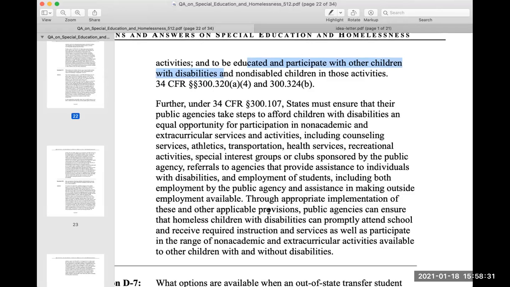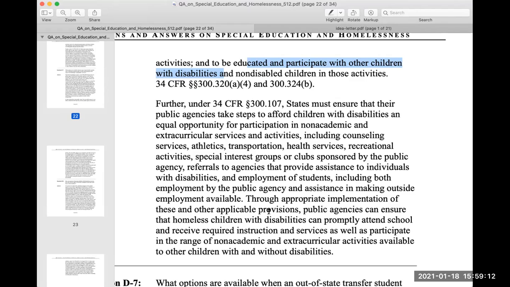Further, under 34 CFR paragraph 300.107, states must ensure that their public agencies take steps to afford children with disabilities an equal opportunity for participation in non-academic and extracurricular services and activities, including counseling services, athletics, transportation, health services, recreational activities, special interest groups or clubs sponsored by the public agency, referrals to agencies that provide assistance to individuals with disabilities, and employment of students, including both employment by the public agency and assistance in making outside employment available.